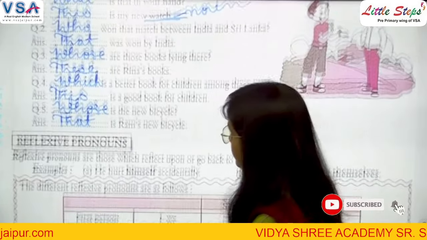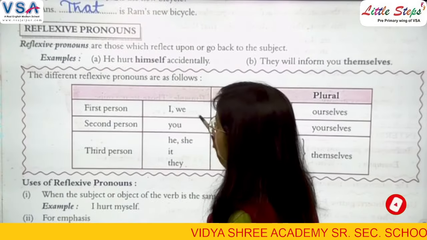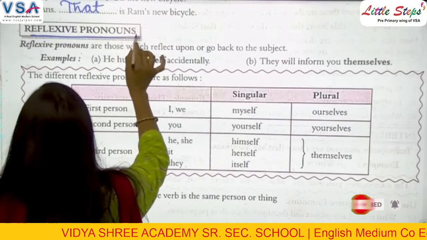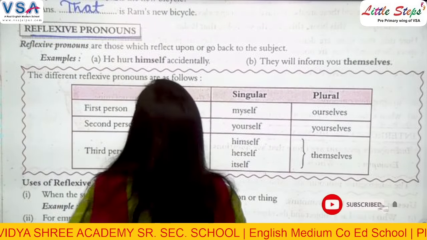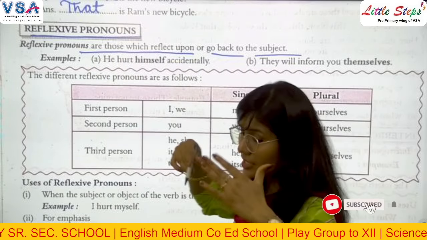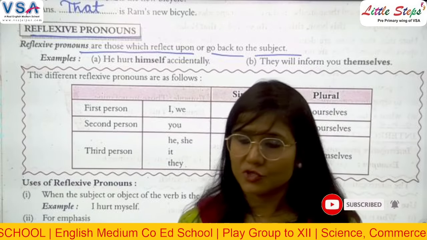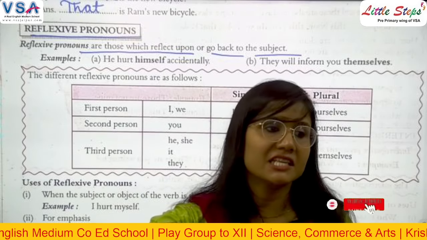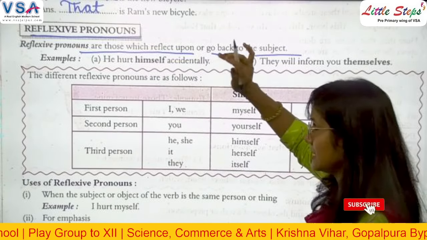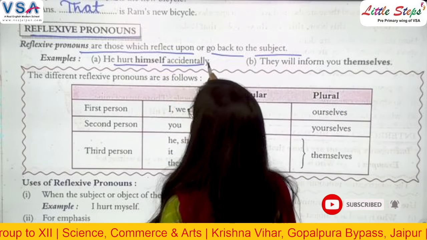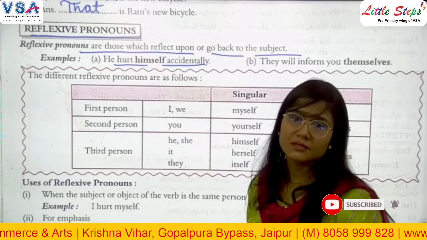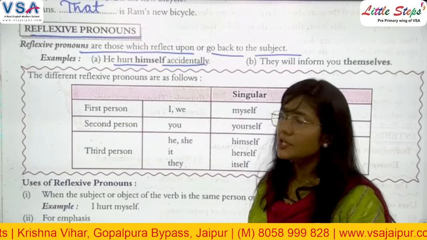Now, reflexive pronouns. Reflexive pronouns are those which reflect upon or go back to the subject. क्या होता है रिफ्लेक्सिव प्रोनाउन में? जिसमें वापस से बात किस पर आकर ठहर जाती है? सब्जेक्ट. सब्जेक्ट पर वापस से हम आ जाते हैं. For example, he hurt himself accidentally. उसने किसको हर्ट किया? खुद को. He is talking about himself, तो उसने खुद को हर्ट किया.